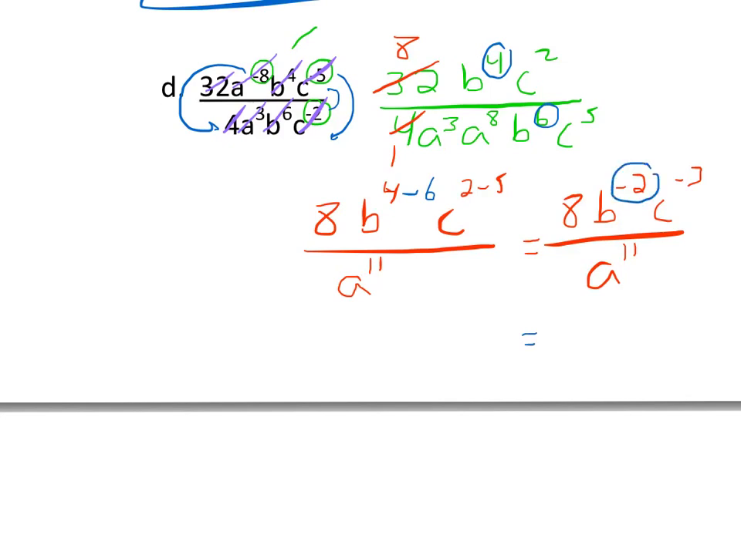This gets moved below, and so does this, because the negative exponent is saying no, you may not stay there. So we have 8 alone on top now. We have a to the 11th on the bottom. We now have b squared and c cubed with positive exponents. This ends lesson 4.2, video 5.